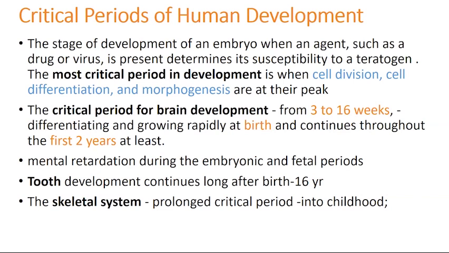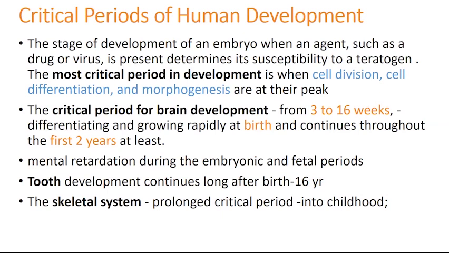Differentiating and growing rapidly at birth continues throughout the first 2 years. So brain development starts from the 3rd week and continues after birth. That means brain development can be affected at any time period. Mental retardation can occur from the embryonic and fetal periods. Tooth development continues after birth, up to 16 years, with milk teeth and permanent teeth, so it can be affected.